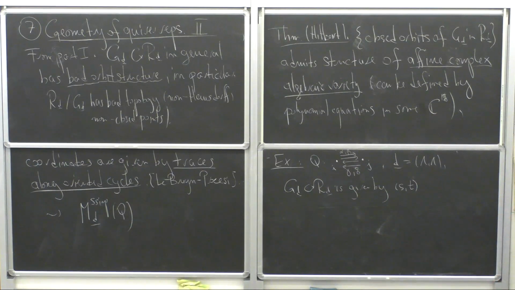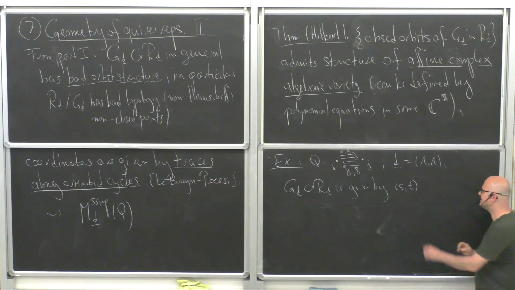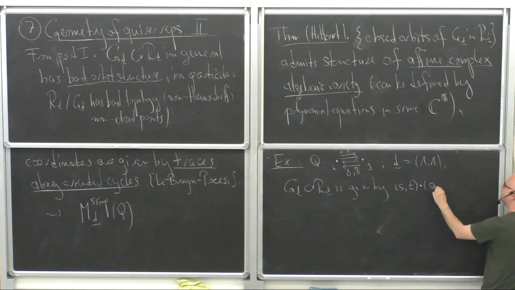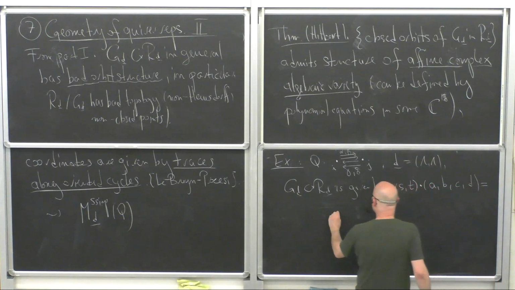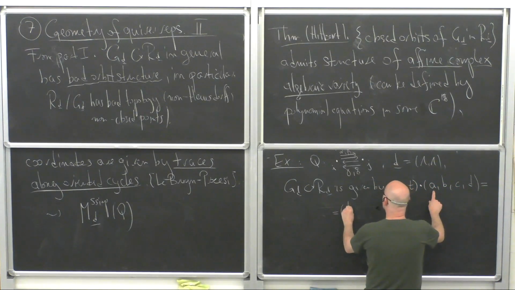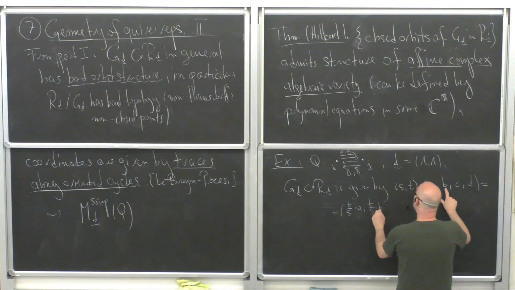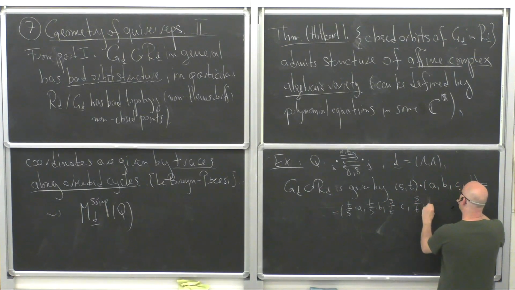GL1 is just a non-zero scalar, so we are given two non-zero scalars S and T, and with them we act on the representation space. And the representation space is, well, represent each arrow by a 1-by-1 matrix, A, B, C, D. And what is the formula for this? This is given by T/S times A, T/S times B, S/T times C, and S/T times D.